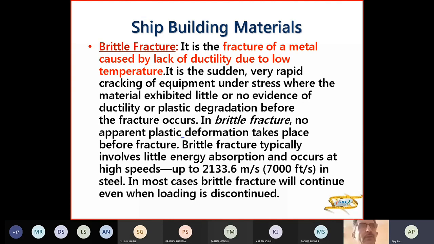So in brittle fracture, no apparent plastic deformation takes place before fracture, and it involves little absorption of energy, but the speed of this fracture is very high, 7,000 feet per second in steel, and this will continue even if your loading is discontinued.